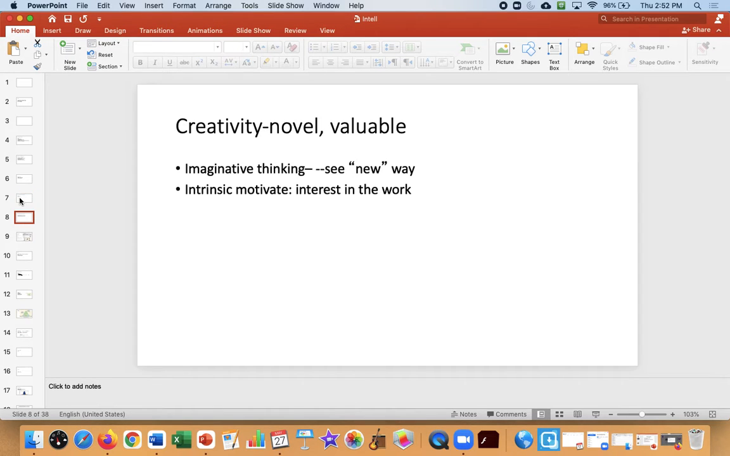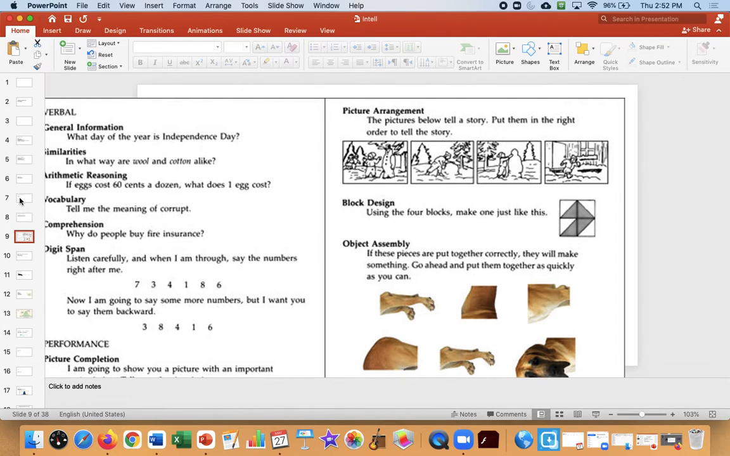All right, one thing on creative people, they talk about creativity. Creativity is something valuable and new, imaginative thinking. Creative people are intrinsically motivated. They do it because they are interested in it. That gives you an idea of some of the intelligence tests. Okay, a little bit of some people here.